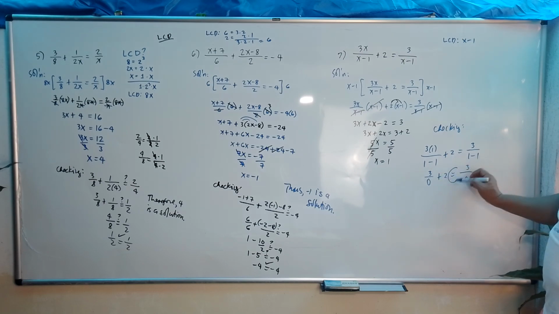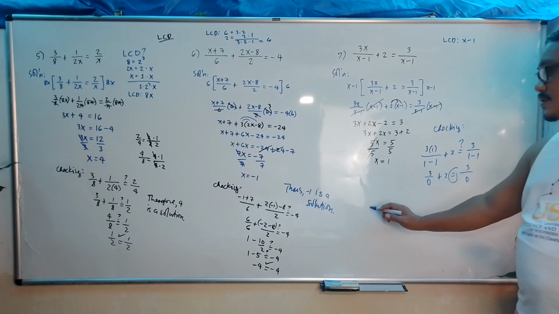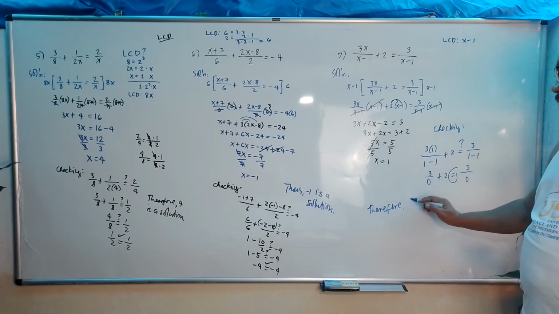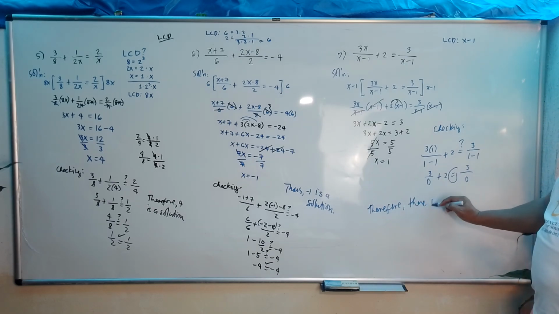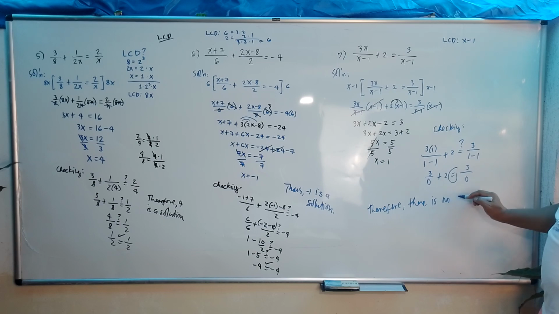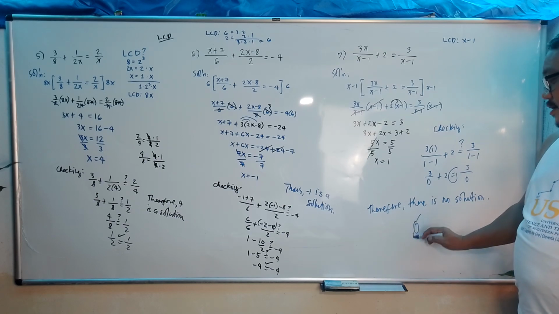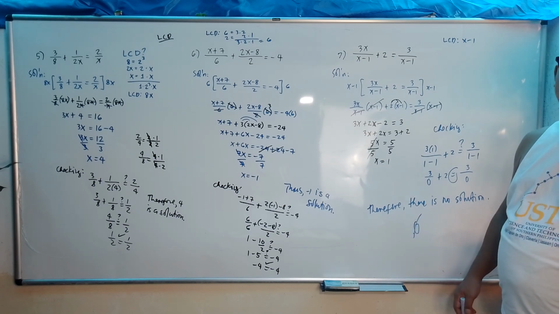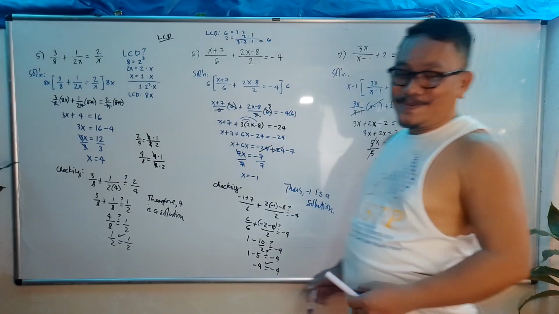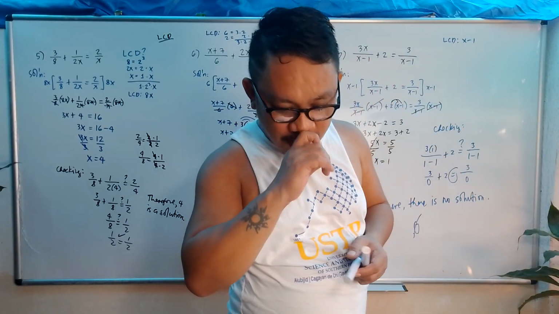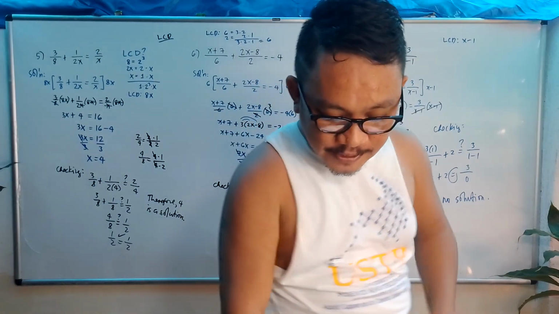So, it cannot be proven. Therefore, there is no solution. Or it is a null set. So, this is one example with no solution. I'll give you another example to that.